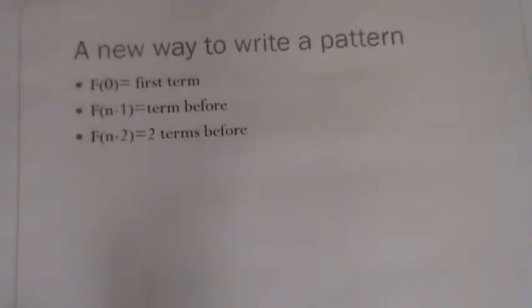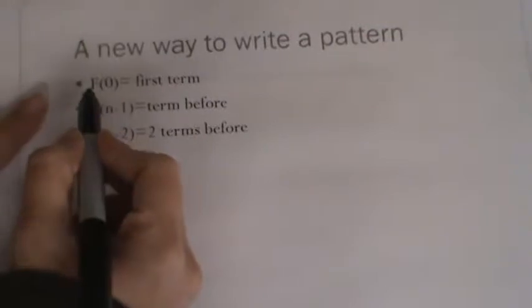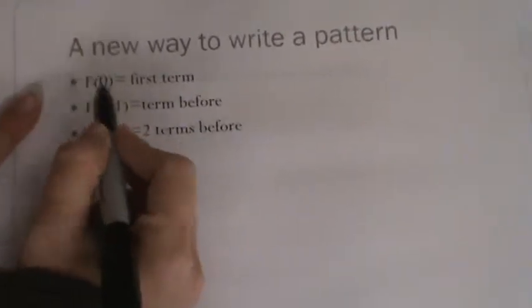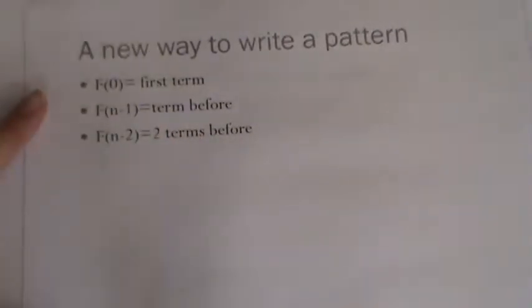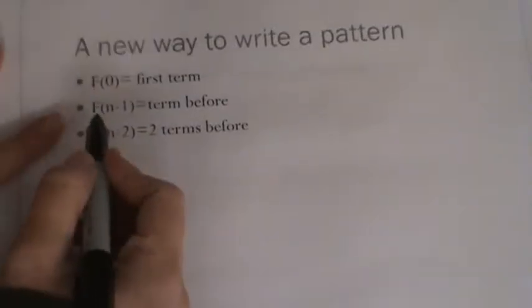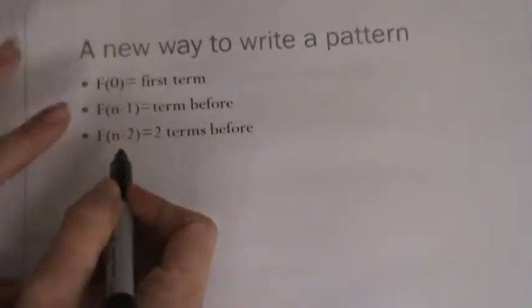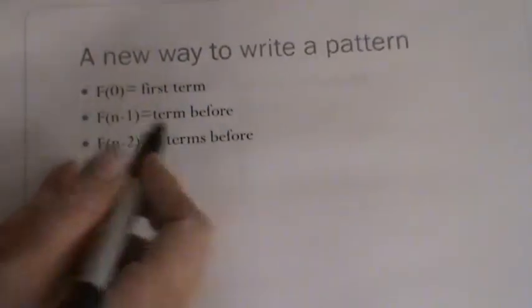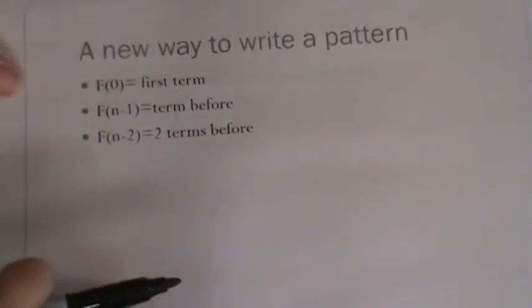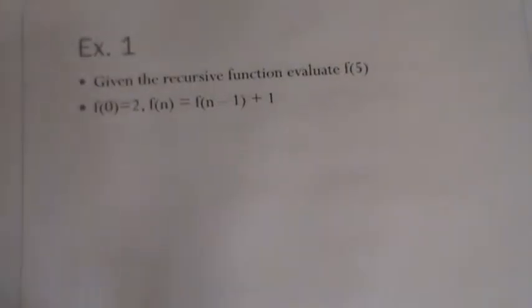We see our f of stuff again. So what you see, f of 0, anytime you see that, that's representing the first term in your pattern. If you see f of n minus 1, that is your term before, and f of n minus 2 gives you two terms before. So you're going to see that notation in some equations.